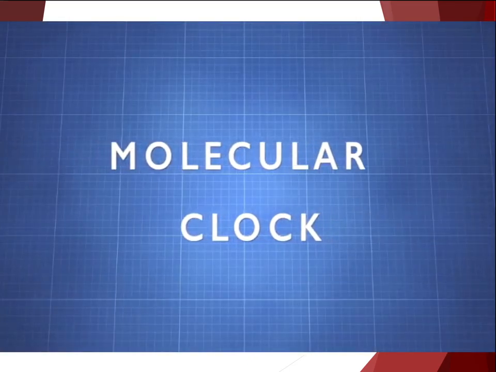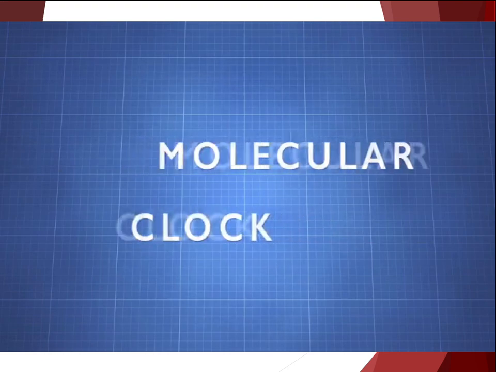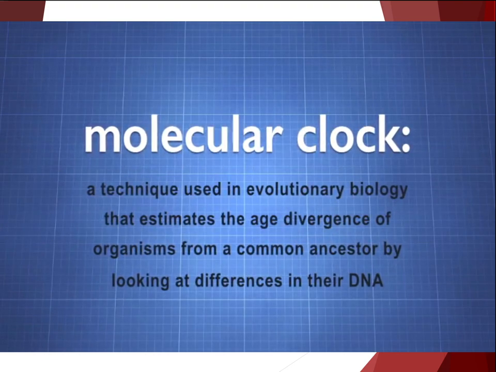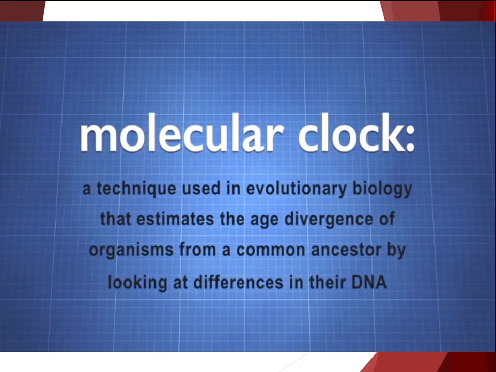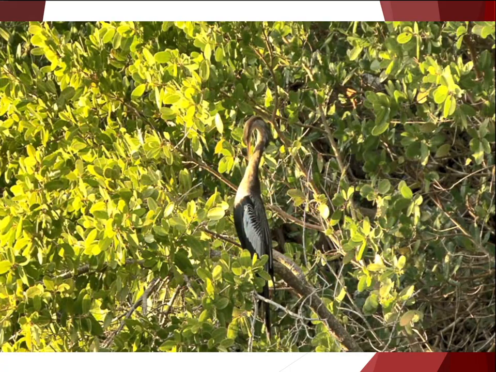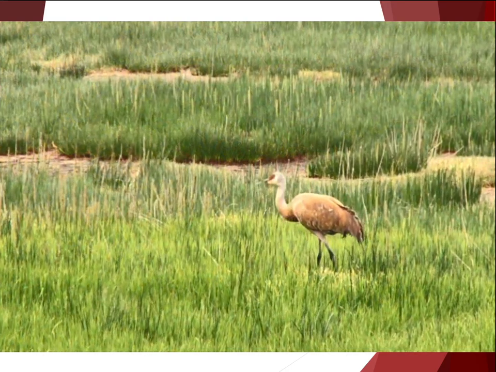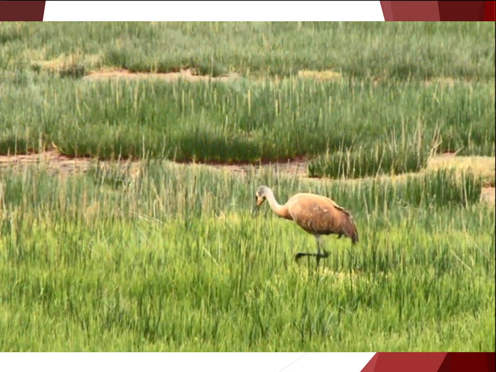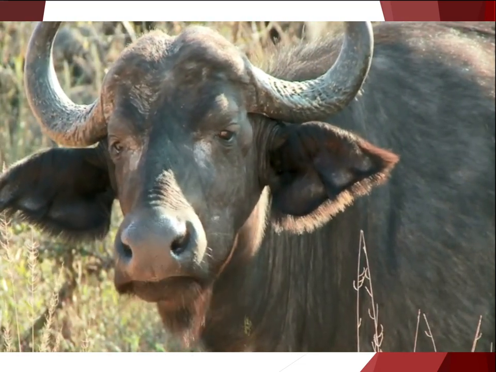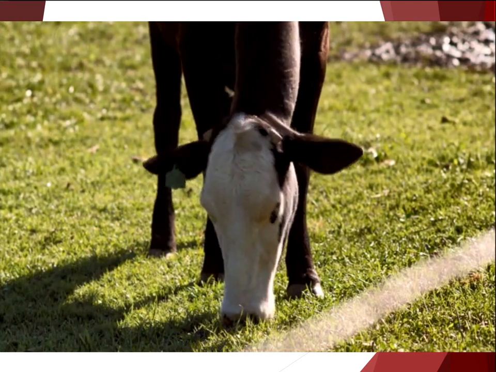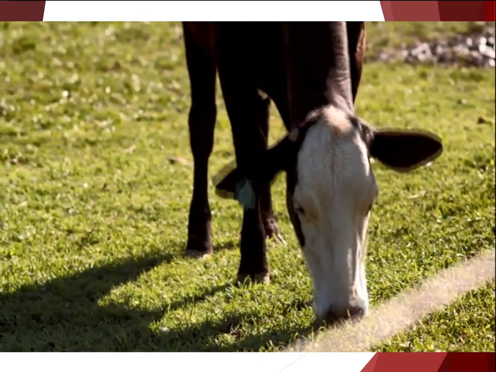Molecular clock is a technique used in evolutionary biology that estimates the age of divergence of organisms from a common ancestor by looking at differences in their DNA. Scientists measure the differences between the DNA in certain genes. Often, mitochondrial DNA of organisms is used because its rate of mutation is well established. They use this molecular clock to determine when organisms diverged from a common ancestor.